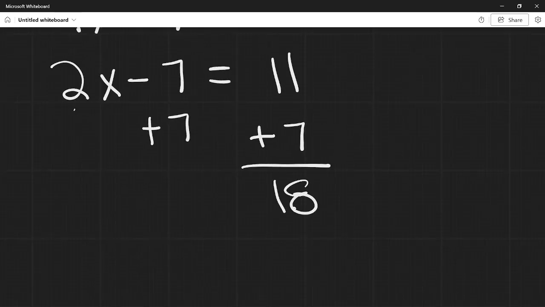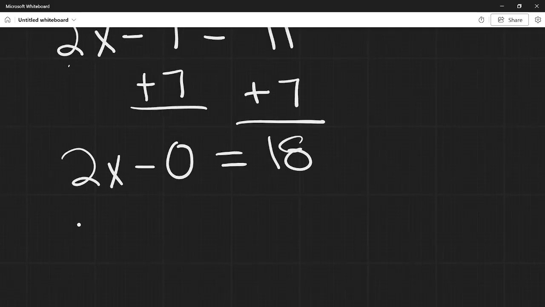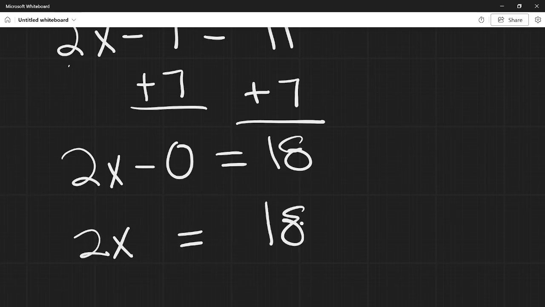Okay, so now we have 18. Bring down the equal sign. This turned into 0, right? Negative 7 plus 7 equals 0. We bring down our minus sign, bring down our 2x. I'm going to rewrite this, simplifying it. What's 2x minus 0? We can just drop the 0 and then bring down our equal sign and 18.